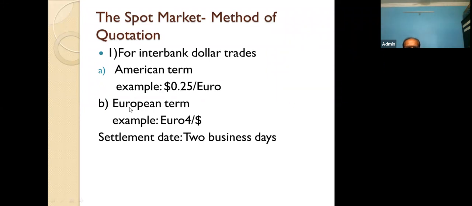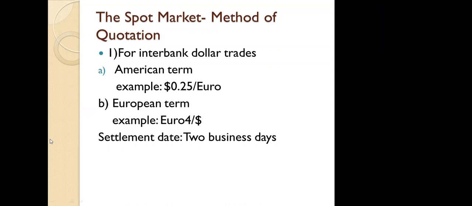Vice versa, if you're talking about the European term, first euro will appear and afterwards dollar. This is an easy way to remember. If you are asked how the American term is expressed, mention first dollar oblique euro. And if you are asked how the European term is expressed, immediately remember euro first, euro oblique dollar. Easy way to remember?